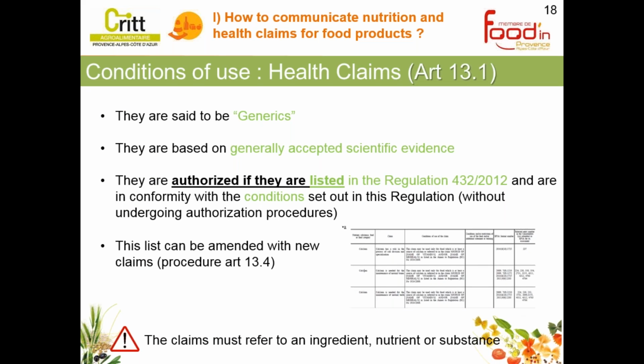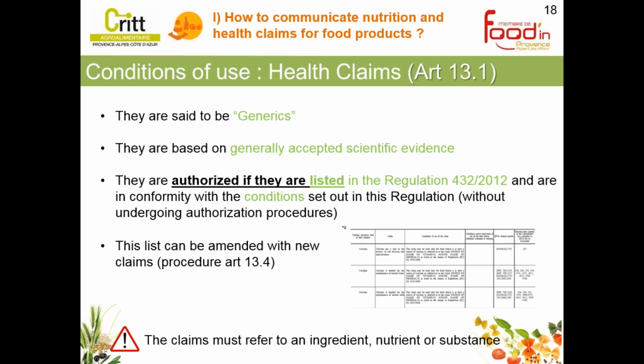Health claims of Article 13.1 are said to be generic and based on generally accepted scientific evidence. They are authorized only if they are listed in Regulation 432/2012 and are in conformity with the conditions set out in this regulation. They can be made without undergoing the procedures laid down in Articles 15 to 19. The claims must refer to an ingredient, nutrient, or substance that causes the effect and not to the finished product. The nutrient or the substance causing the effect must clearly appear in the wording of the claim. It should not be assumed that the product carrying the claim is responsible for the effect. For example, calcium is needed for the maintenance of normal bones, and not the yogurt, which has a specific composition in fat and sugar, for example.